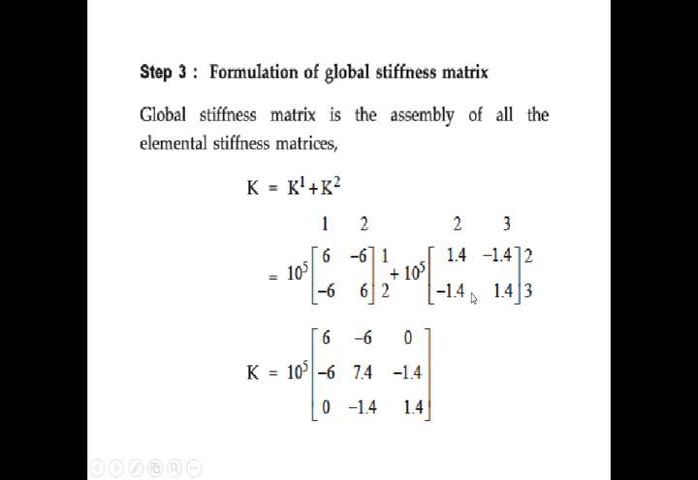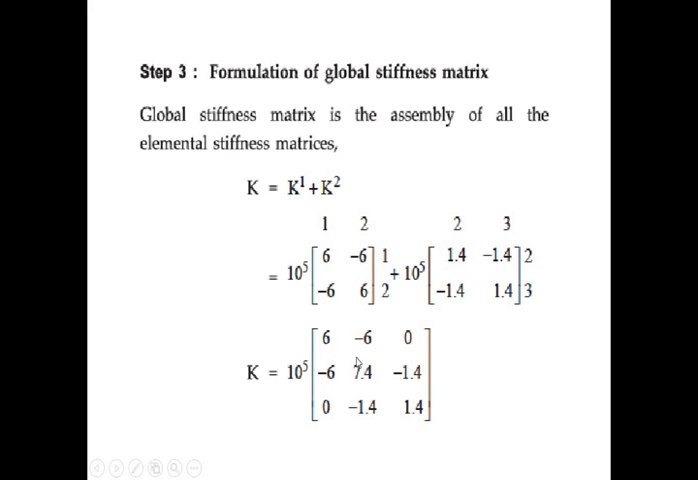The total number of nodes is 3, and there are 3 degrees of freedom, so the order of the global stiffness matrix is going to be 3 by 3. Now I will explain how the first element of the global stiffness matrix is calculated. 10 raised to the 5 is common. This 6 represents column number 1, row number 1. Here there is no other contribution to column 1 and row 1, so that is why 6 is written.